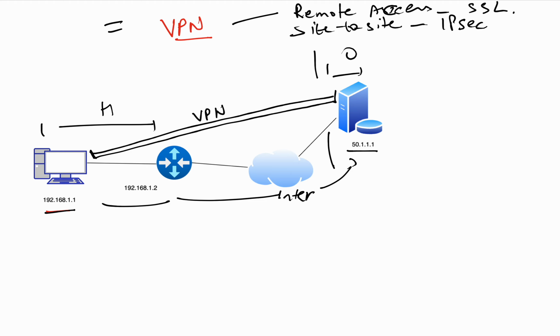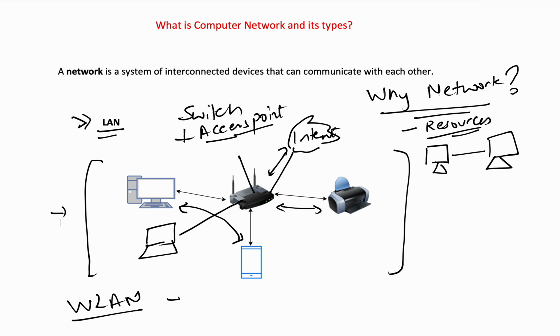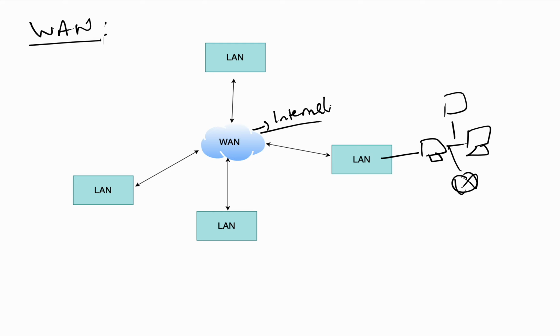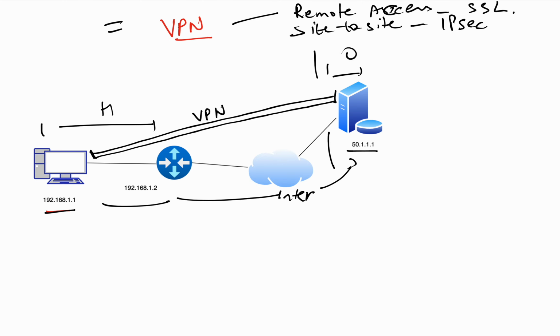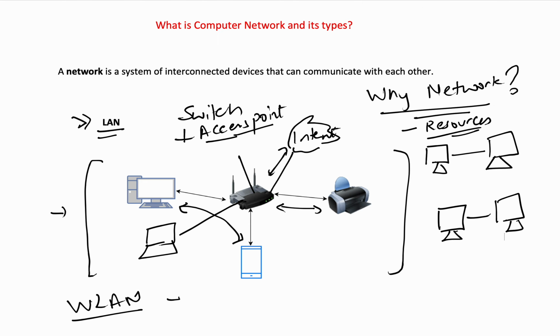I think this should suffice for the basics of what a computer network is and its types. First of all, we discussed networks, and when you see a group of computers in a network, it is called a computer network. That's simple. And then we talked about network types: LAN, WAN, VPN, VLAN, right? So this is all about computer networks and their types.